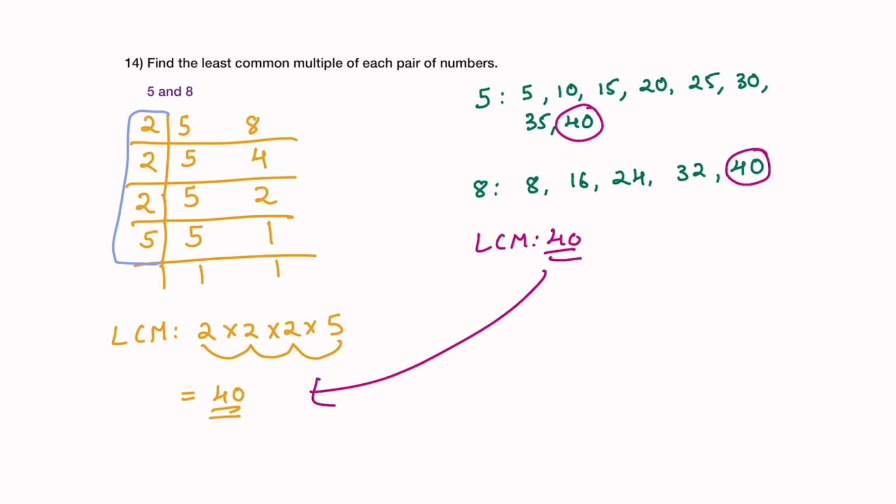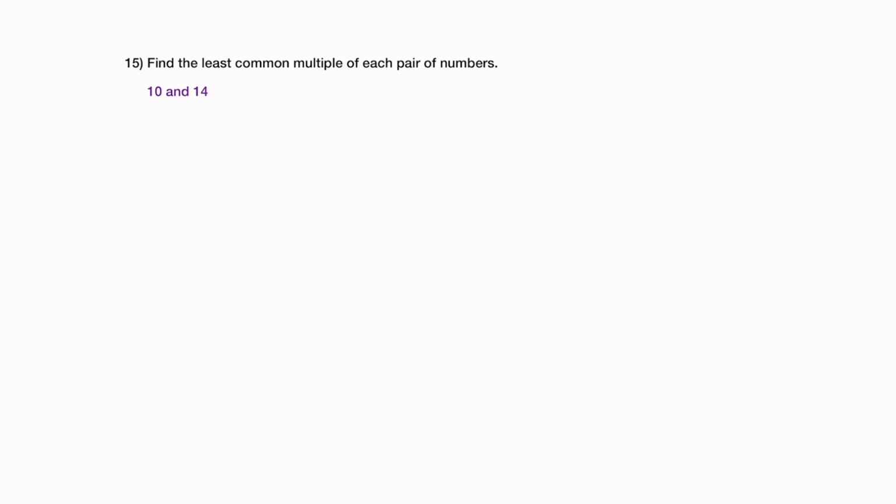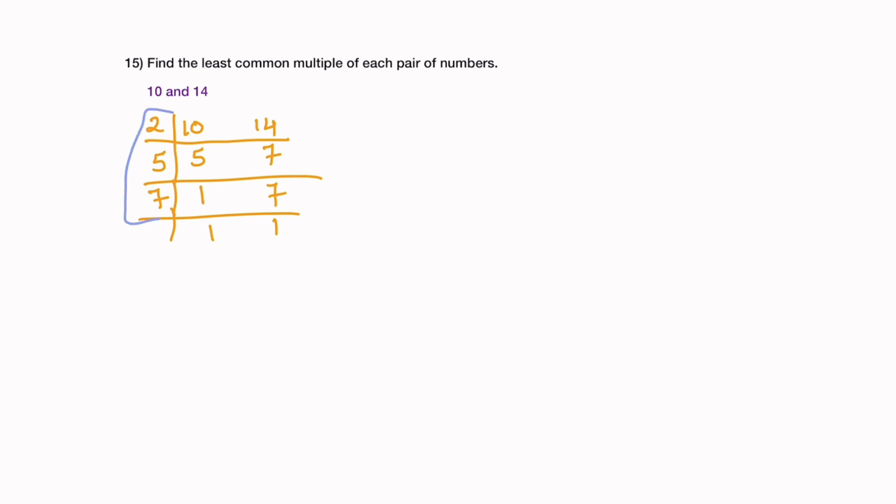Let's go to the next one. So we have 10 and 14. So let's write 10 and let's write 14. Now we have numbers that have something in common. So let's use this method. We go by 2. 10 divided by 2 is 5. 14 divided by 2 is 7. Now nothing more in common. We go with 5. That's 1, and 7 remains as it is. We say 7, 1 and 1. So this is our LCM, right?